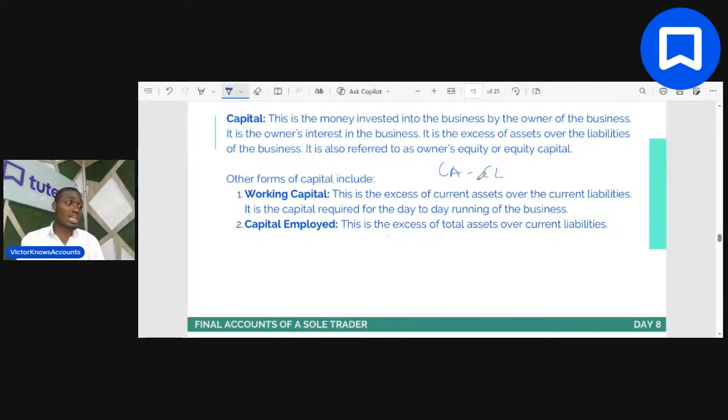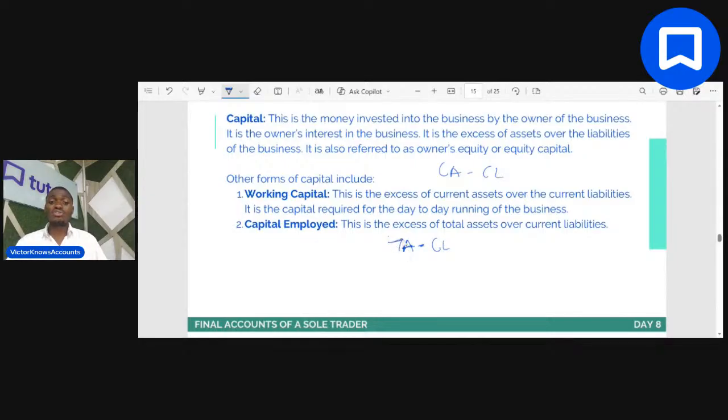So that's working capital. Then we have capital employed. Now, capital employed is the excess of total assets. Don't forget, normal equity is total asset minus total liability. That's equity capital. But when it comes to capital employed, it is total asset minus current liability.